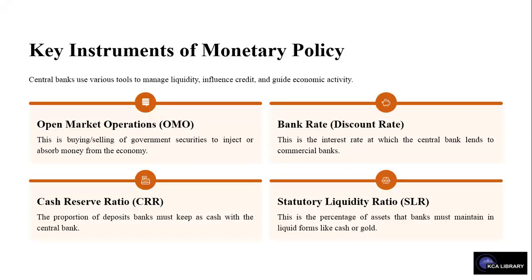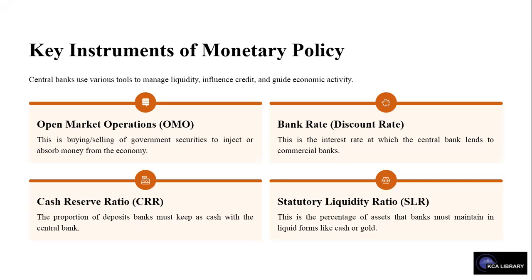We have the key instruments used in monetary policy by the central bank, and these are used to manage liquidity, influence credit, and guide economic activity. The first is the open market operation, which is the buying or selling of government securities to inject or absorb money from the economy. So the central bank buys or sells government securities to inject or absorb money from the economy.